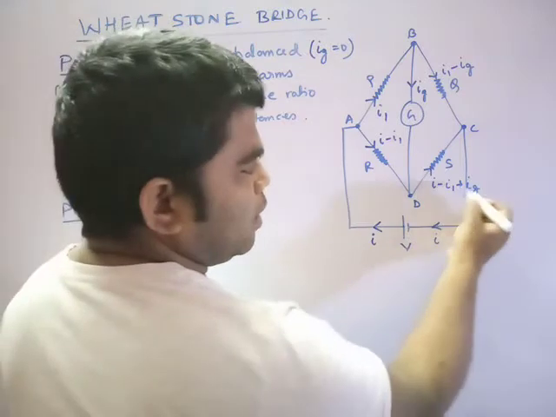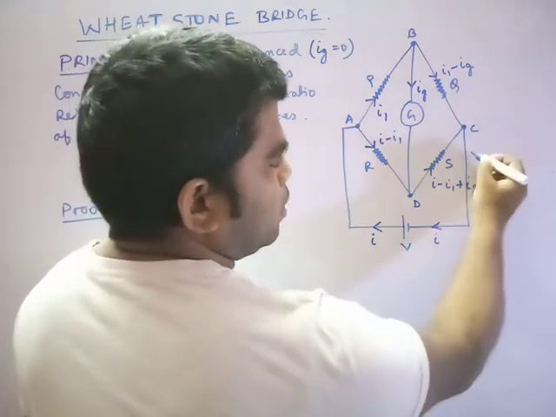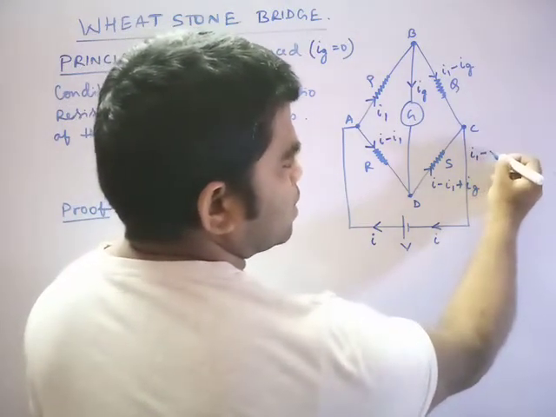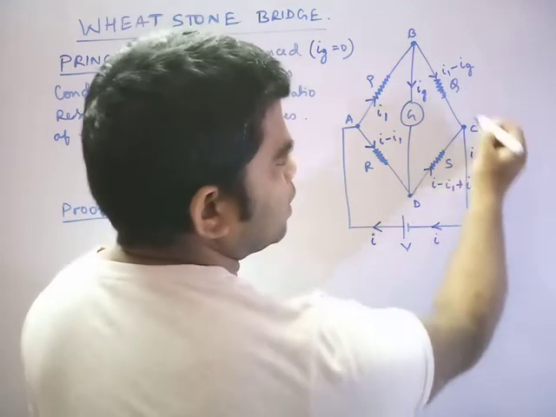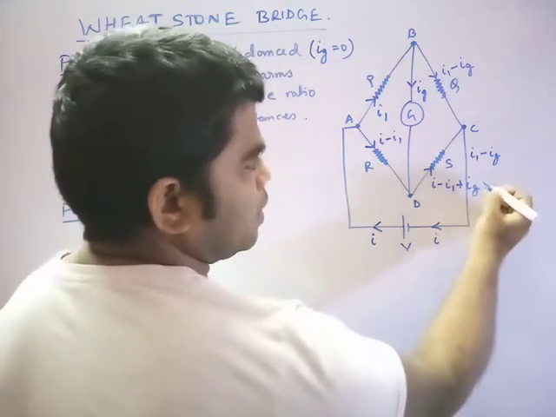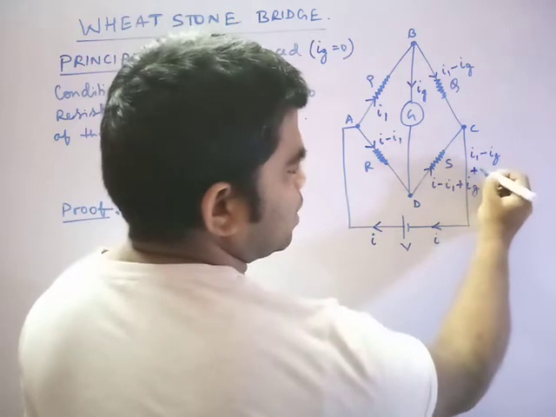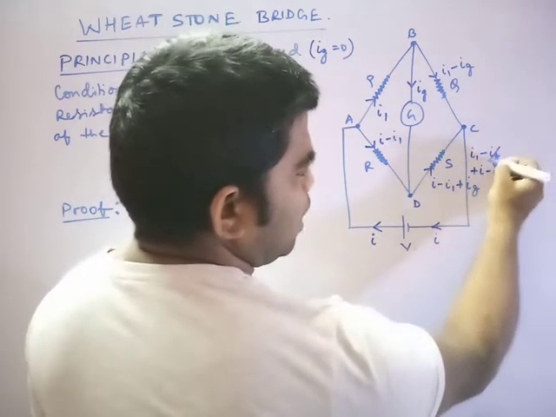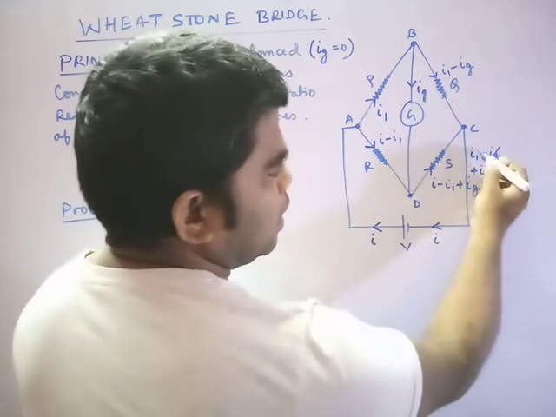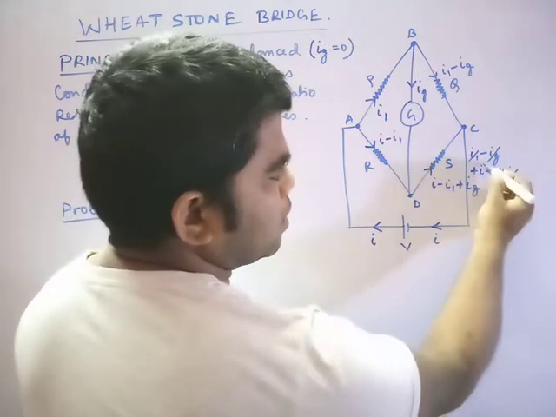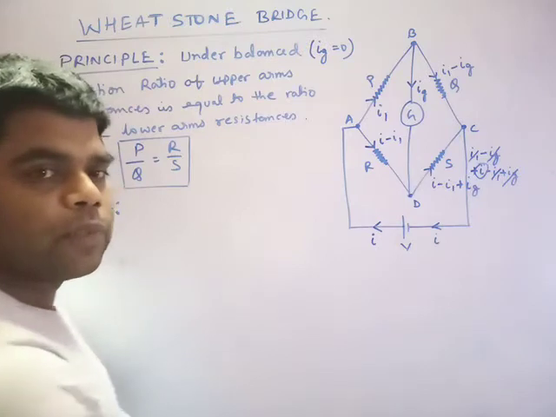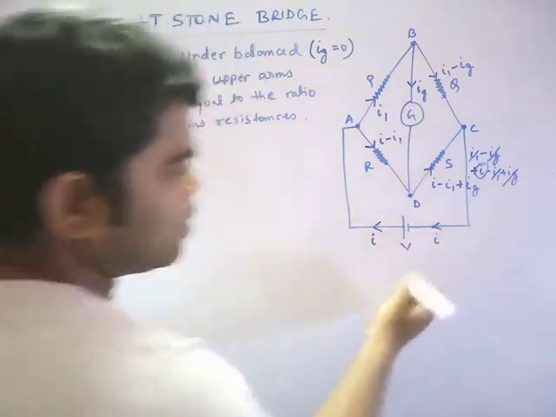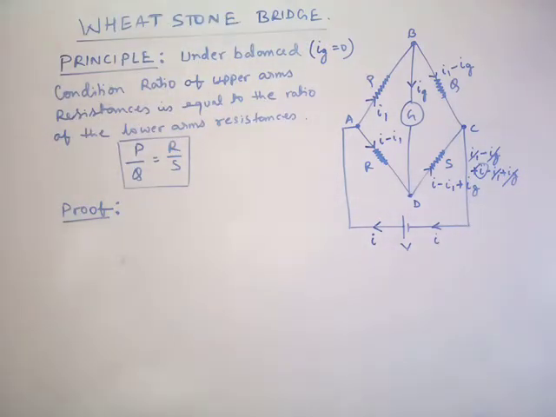Just see this. From here you have I1 minus Ig, and this is also adding, so plus I minus I1 plus Ig. Minus Ig plus Ig is cancelled, and I1 plus and minus is cancelled. Only I is left, so I write here that I is coming out. I think it is visible and clear.